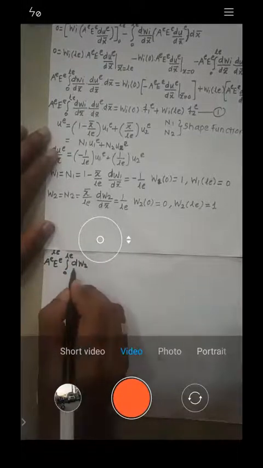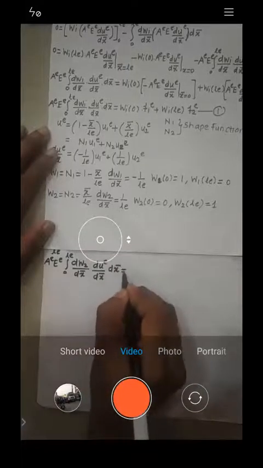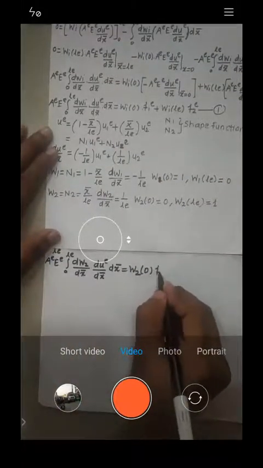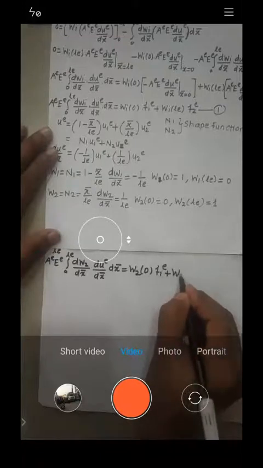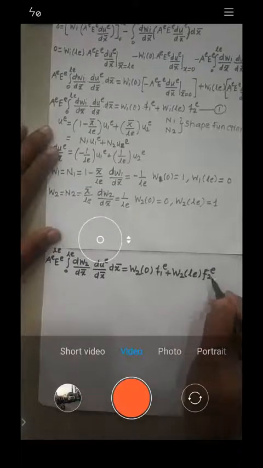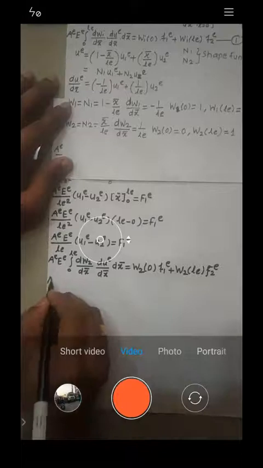dW2 by dx bar, dW2 by dx bar into dUE by dx bar into dx bar is equal to the second weight function. See, this equation I'm writing by taking the second weight function: W2 when 0 into F1E plus the second weight function when W2 is equal to LE into F2E. Is it okay? Yes or no? I am writing with the second weight function. Now just fastly tell me what values you get.